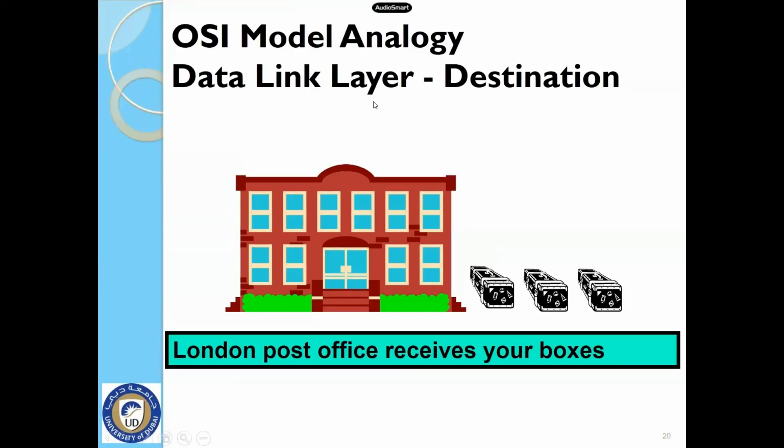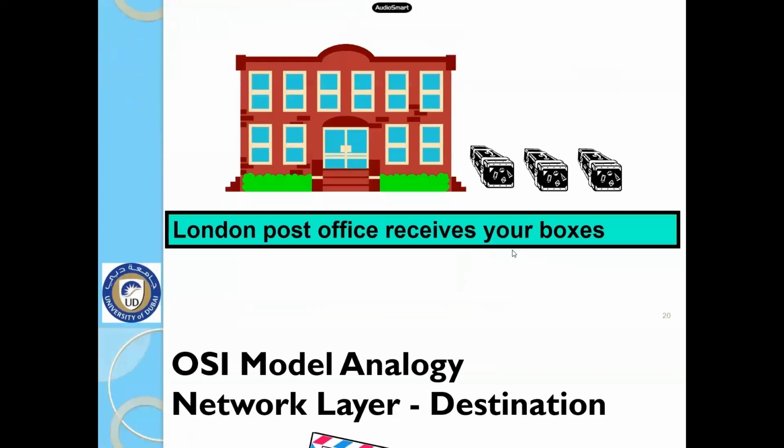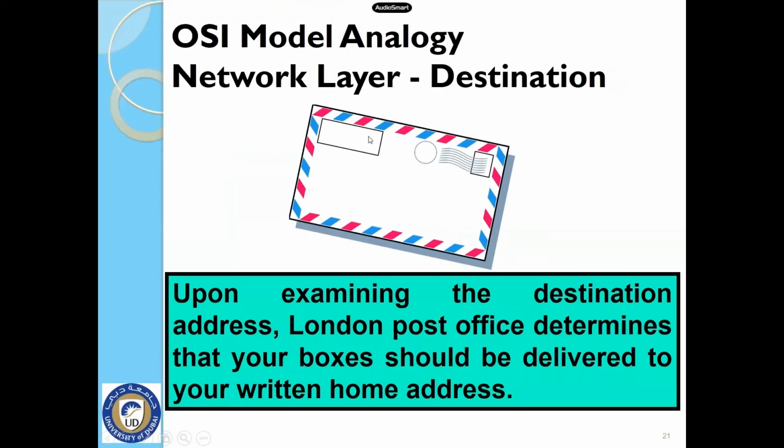Now the data link layer knows where the destination is. So the post office will receive the boxes. It knows where the destination is. Now it looks at the address, and it will send the boxes directly to the address. So upon examining the destination address, the London Post Office determines that your boxes should be delivered to your friend's written home address. So this is the network layer here.